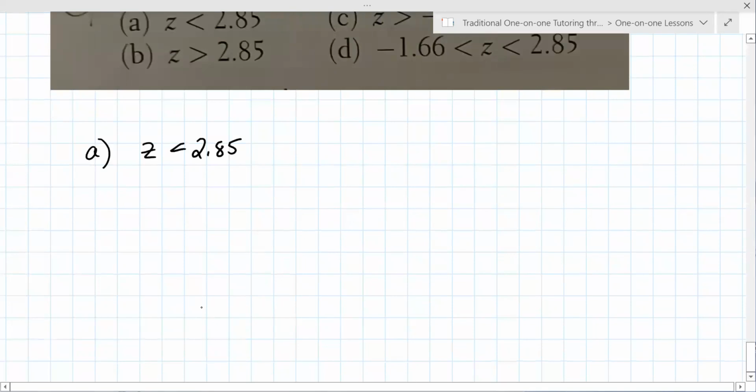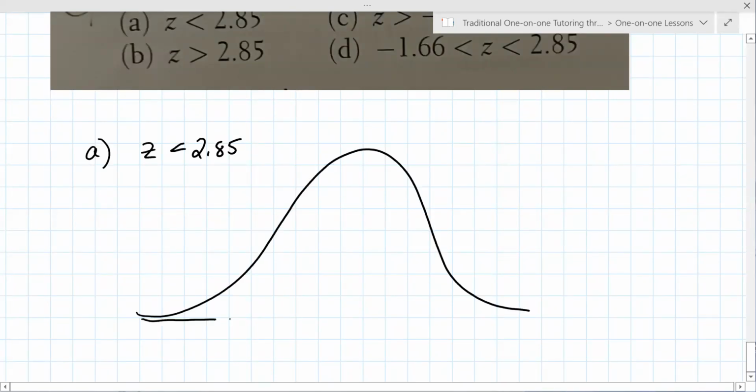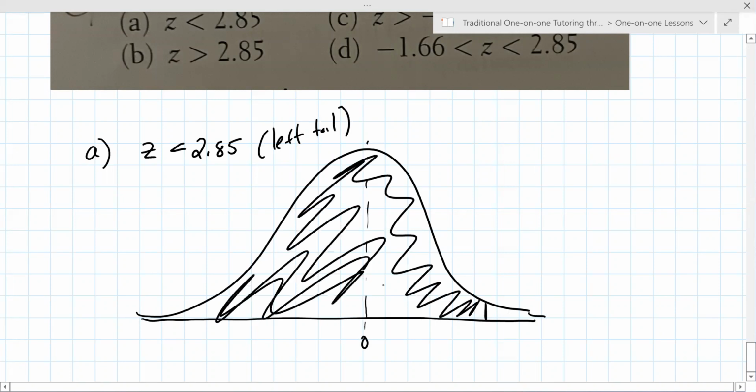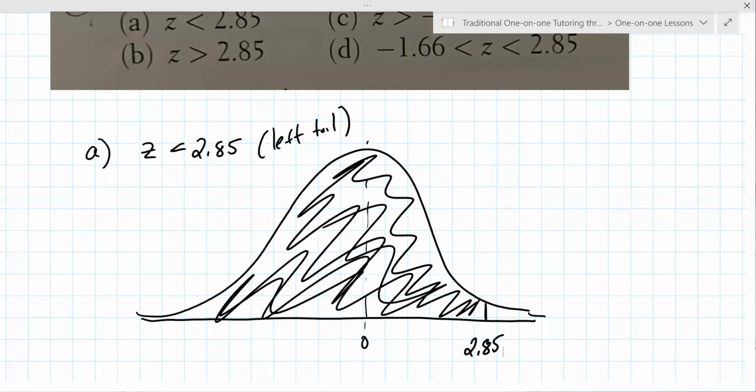You're going to draw a lot of normal curves in this class. You want to get drawing them as best you can to start out. Right down the middle is 0. So 2.85 is pretty close to the end here. Because it says less than, you want the left tail. What that means is everything to the left, all this stuff. I think it's good to shade it all in and label it right there, 2.85. And hopefully you've been doing that in class.